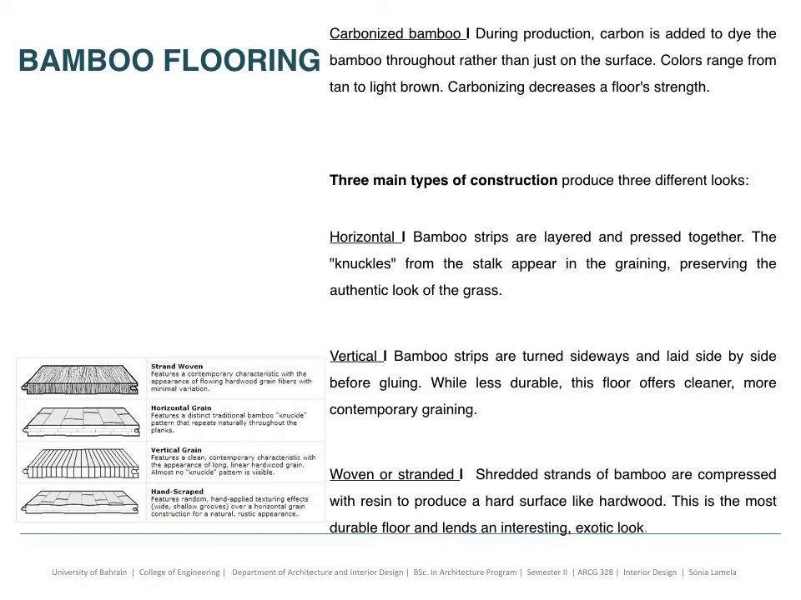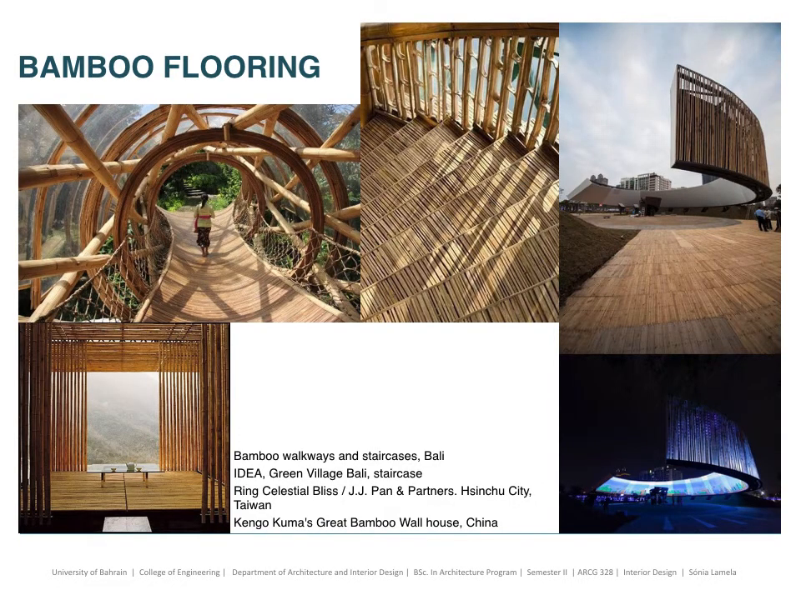The third type is when you use shredded strands of bamboo that are compressed with a resin to produce a harder surface like hardwood. This is the most durable floor and lends an interesting and kind of exotic look. There are here some examples of the use of bamboo flooring.